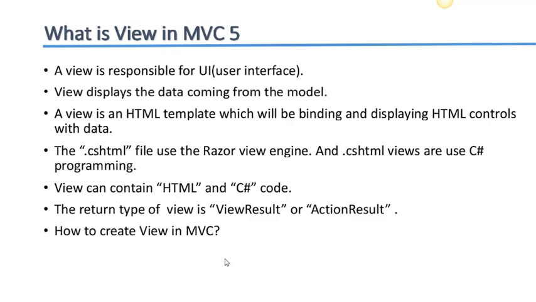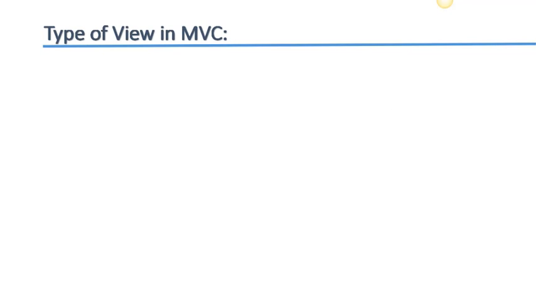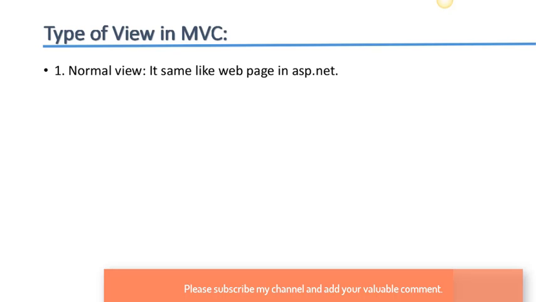So next one is the types of view in MVC. So first one is the normal view. The normal view is the same as the web page in an ASP.NET web application. The normal view can use the partial view and a layout view.